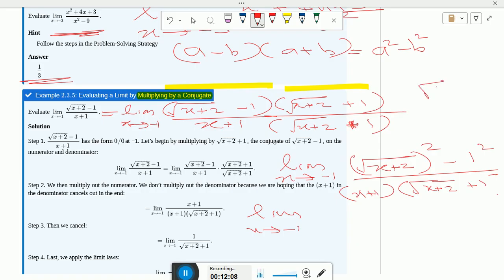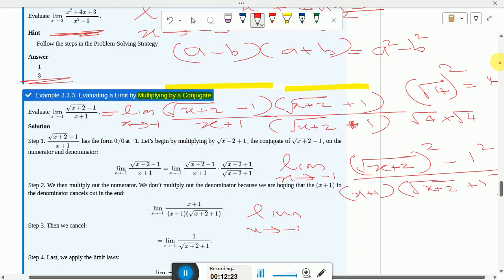Let's say square root of 4 whole thing to the power of 2 is equal to 4. It means square root of 4 into square root of 4. Square root of 4 is equal to 2, and 2 into 2 is 4, so I can directly write this. So here we can remove the square root and square. Then the remaining is x plus 2 minus 1 to the power 2, which is 1, so minus 1 over x plus 1 into square root of x plus 2 plus 1.